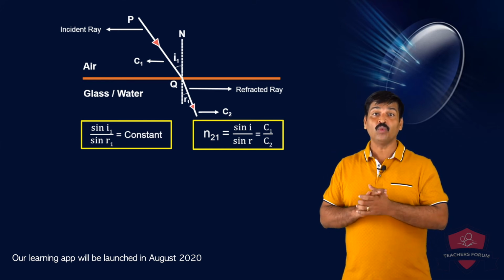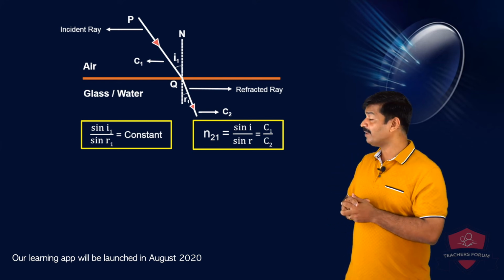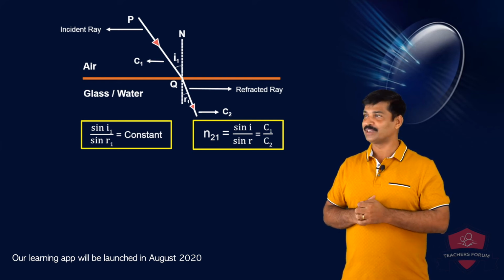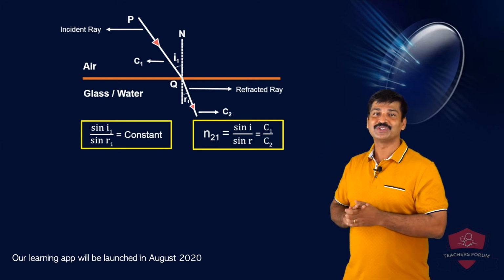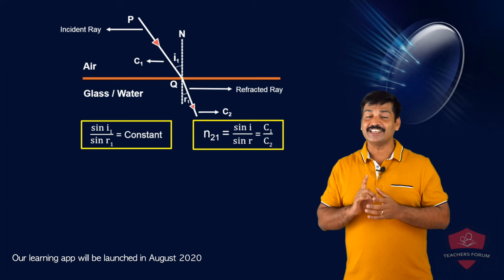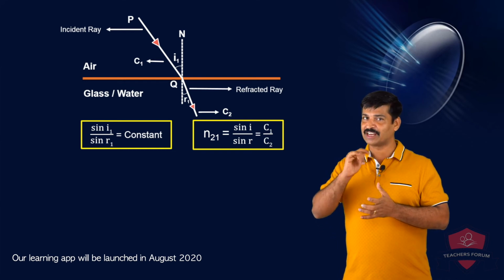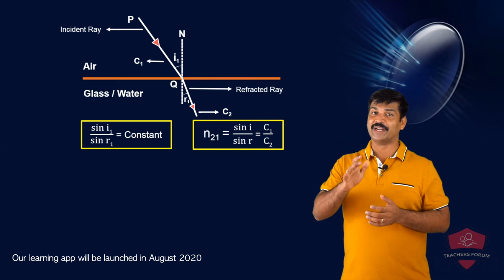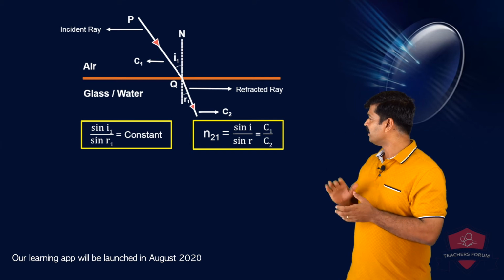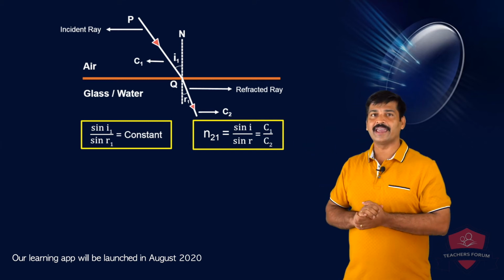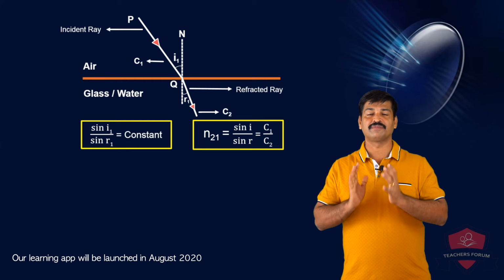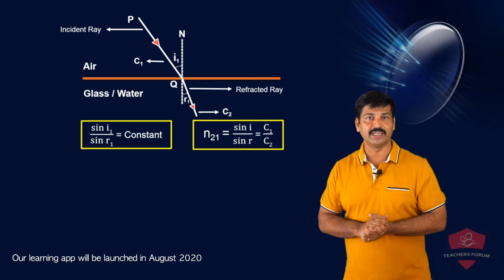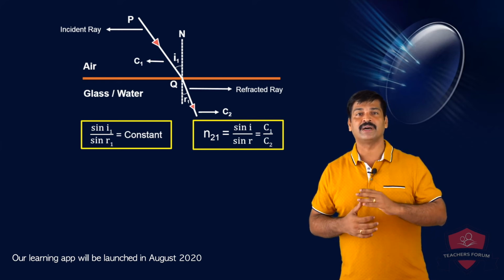Then what will be n12? n12 will be the refractive index of medium 1 with respect to medium 2. Here the light is traveling from 1 to 2. So, refractive index will be n21 because we are finding the refractive index of medium 2 with respect to medium 1. So, n21 will be equal to sin i by sin r, that is refractive index of medium 2 with respect to medium 1 will be equal to sin i by sin r.